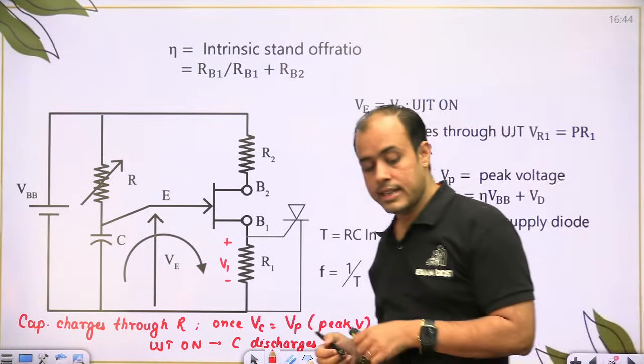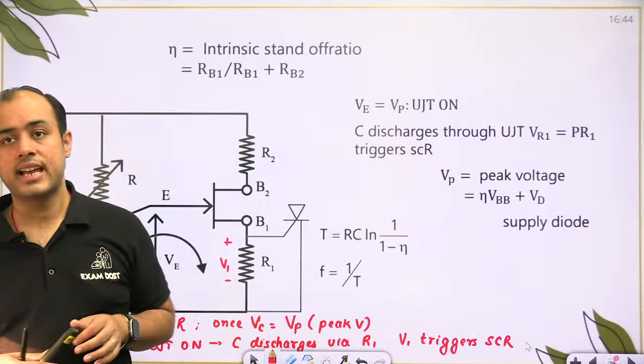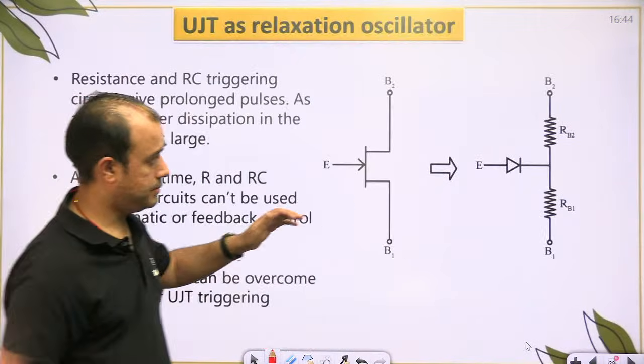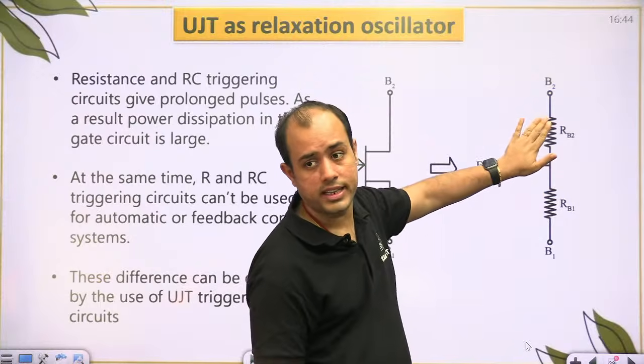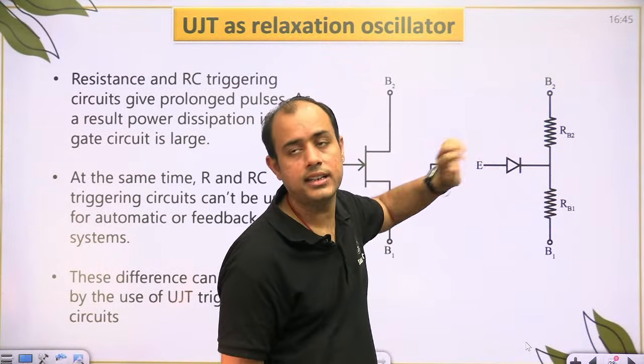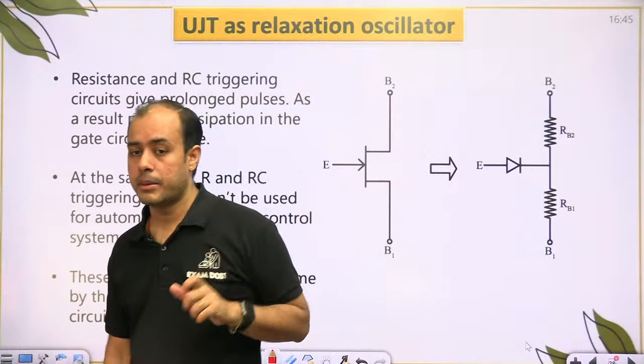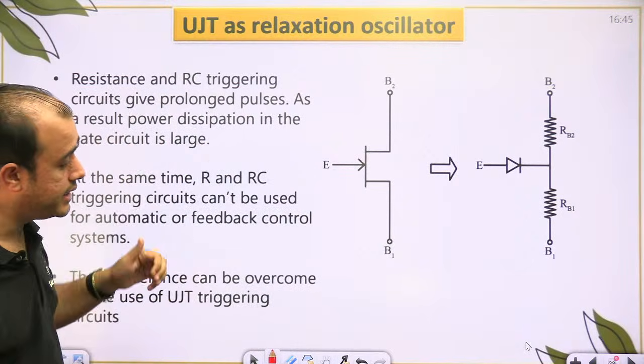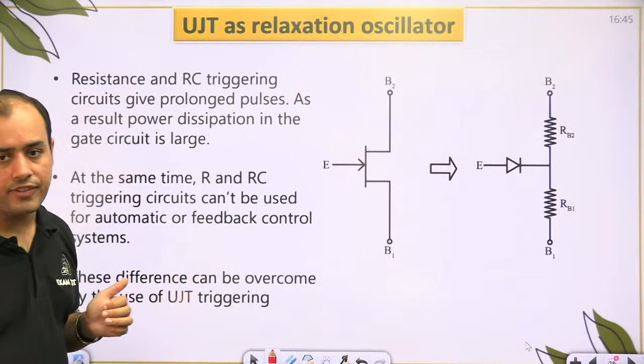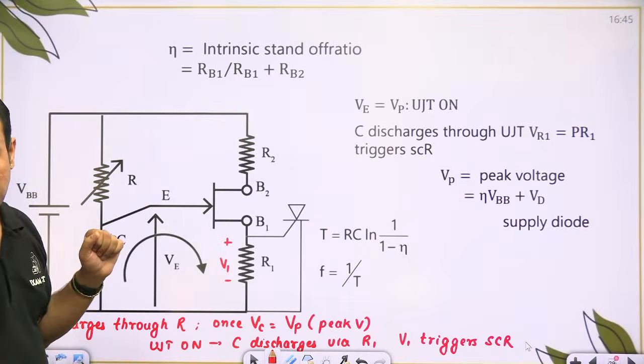So here eta is called as the intrinsic standoff ratio. It is basically the factor of voltage division between RB1 and RB2. RB1 और RB2 इसके इंटरनल रेजिस्टेंसेस हैं, उनका जो वोल्टेज डिवीजन का फैक्टर है उसको ईटा कहा जाता है.